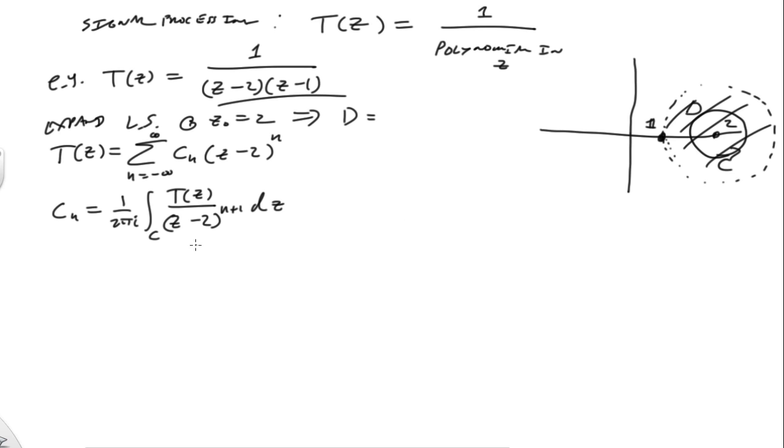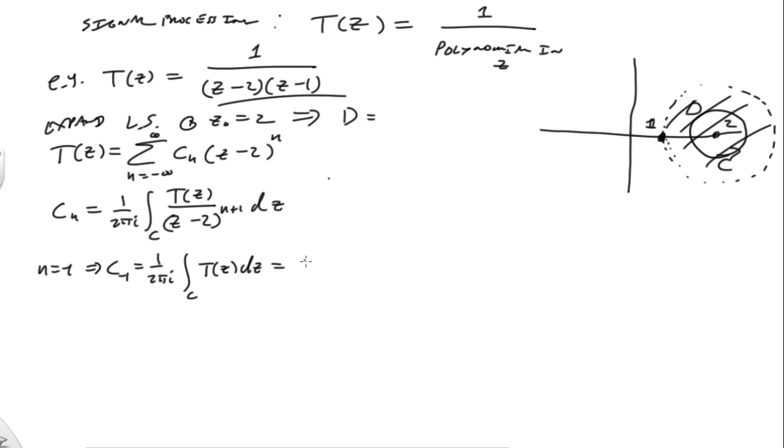Okay, so let's again pick a few important values. Let's try different values of n and see what we get from this. The first value I'd like to try is n equals minus 1 again. In which case the denominator becomes just 1, and we're left with C minus 1 equal to 1 over 2 pi i times the integral over C of just T of z dz.